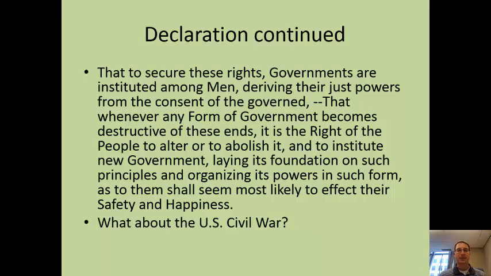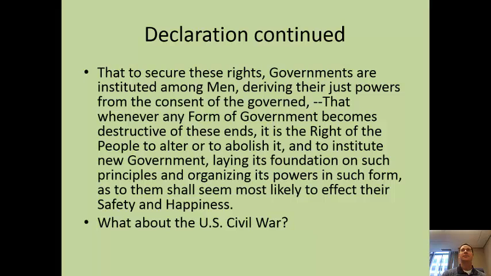Martin Luther King Jr., right? He talked a lot about this and hits the point well. Or the Declaration, sorry, I'll get to Martin Luther King in a second. That to secure these rights, governments are instituted among men, deriving their just powers from the consent of the governed. That whenever any form of government becomes destructive to these ends, life, liberty, and pursuit of happiness, it is the right of the people to alter or abolish it and institute a new government, laying its foundation on such principles and organizing its powers in such form as to them shall seem most likely to effect their safety and happiness.